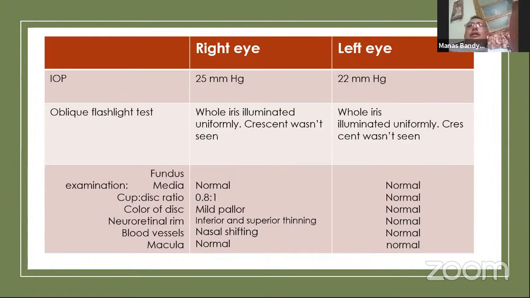IOP, did you examine IOP by which method? Goldmann tonometer. Yes. Okay. And you didn't do any gonioscopy? No, sir. Actually, I did an oblique flashlight test to look for the angle, if the angle is closed. You cannot see whether the angle is closed or open by just an oblique flashlight test. An oblique flashlight test can only give you an idea whether the anterior chamber is shallow, normal or deep. Okay, sir.